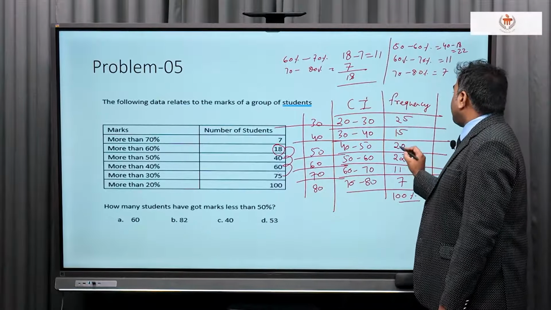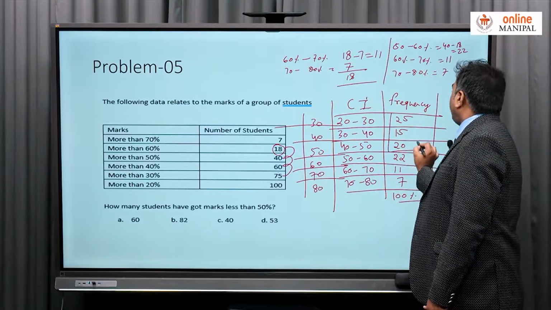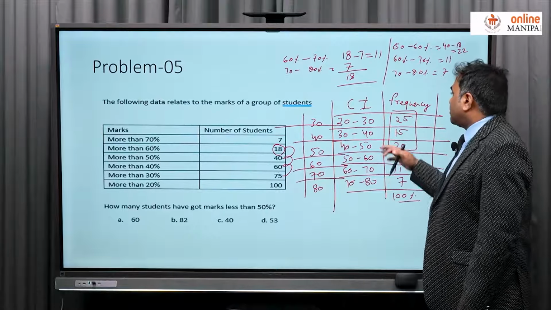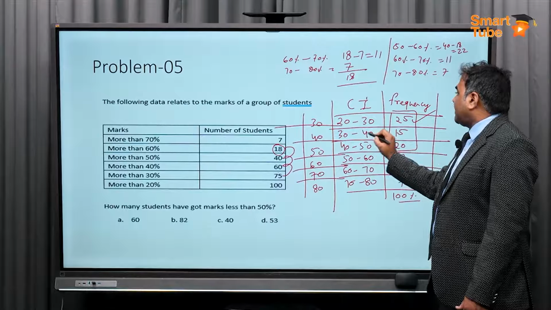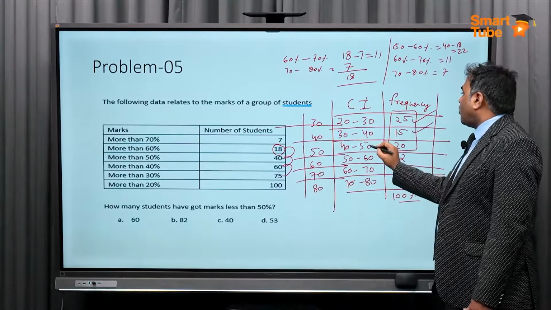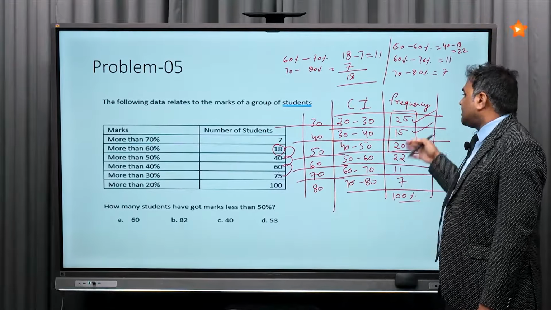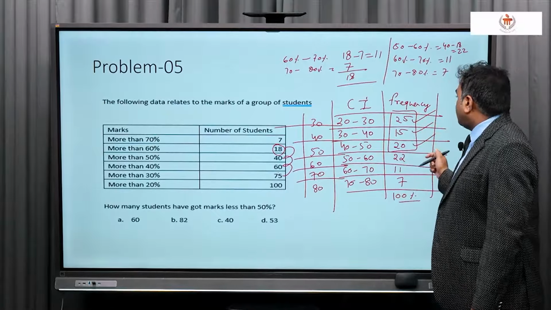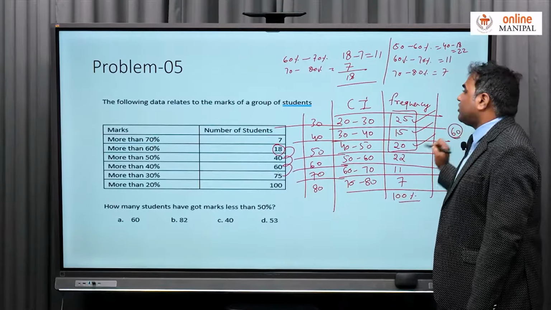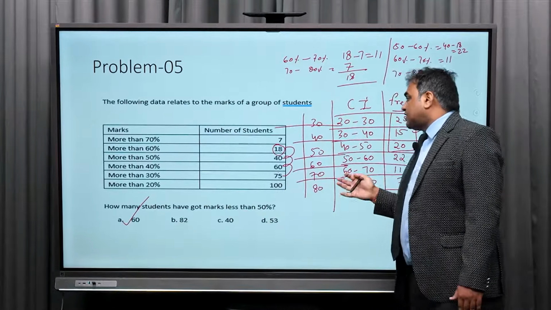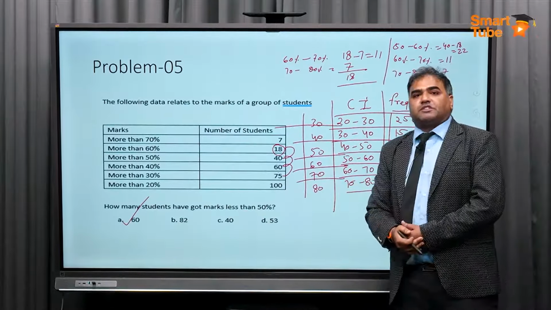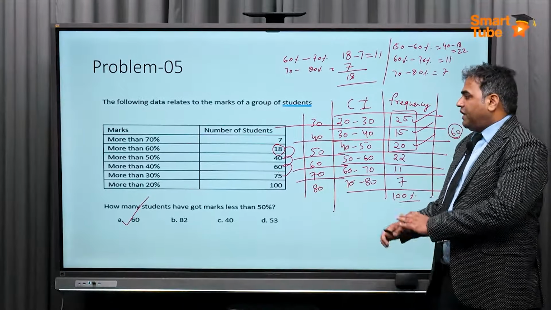So less than 50 means, guys, please understand how many got marks less than 50. So you need to understand 20 to 30 got 25 marks, 30 to 40 got 15 marks, 40 to 50 got 20 marks. What is the total sum? The total sum comes to 60. So how many students got marks less than 50%? The answer would be 60%. So I believe you understood.